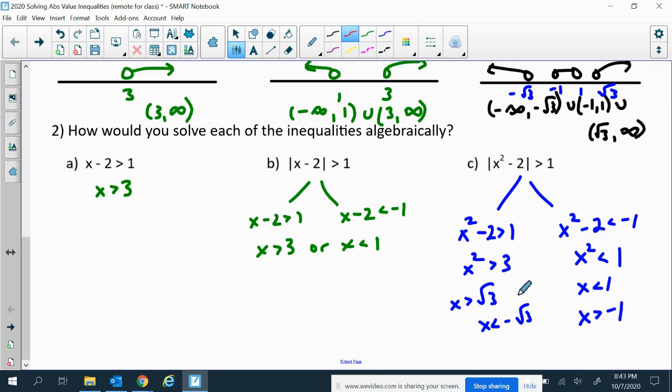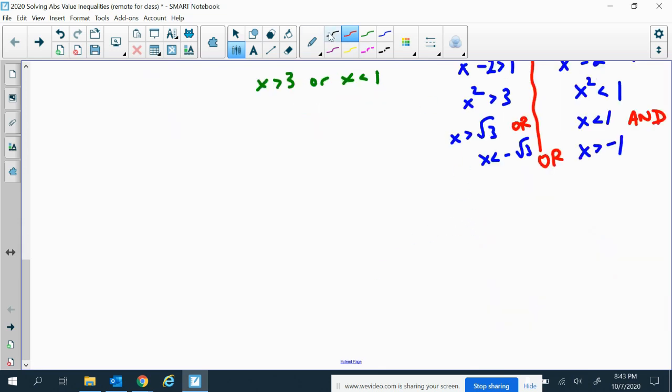If I want to know what math words I would use in here, I would have an or and an and, and then this whole thing is like a giant or. So this is an or, this is an and. But that's really hard to understand, so that's why we taught the number line method.